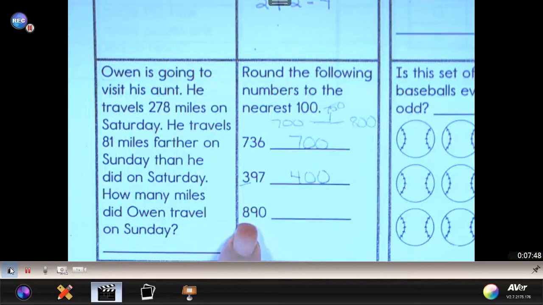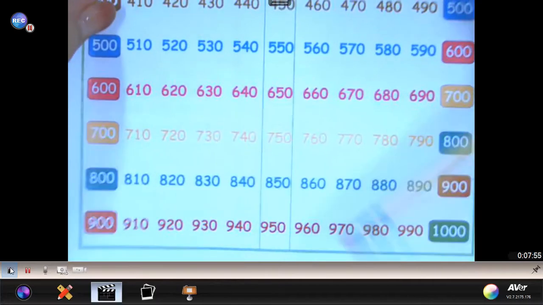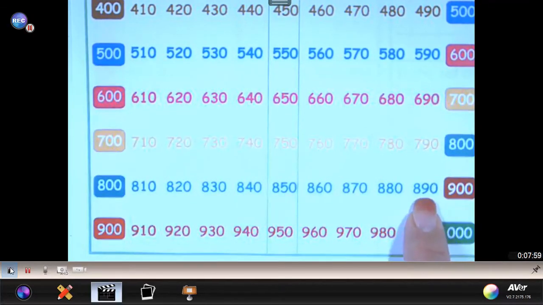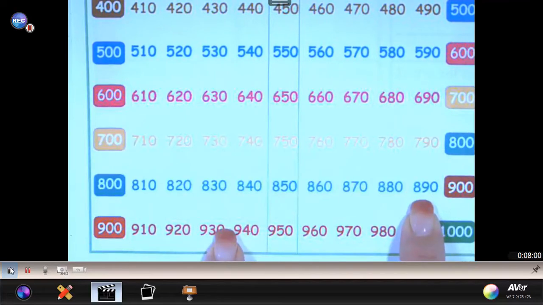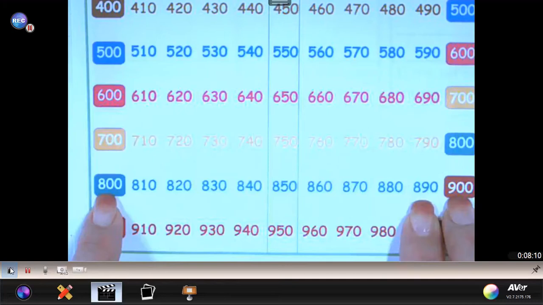890, again, if we're using our chart, 890 is right here. It happens to be one of our multiples of 10. Again, we're looking to round it to the closest 100. So we have 800 on this end, and 900 at this end. So 890 is going to be closer to 900.